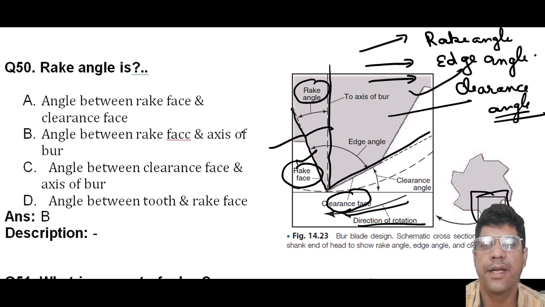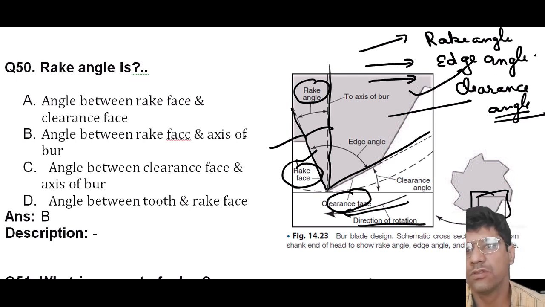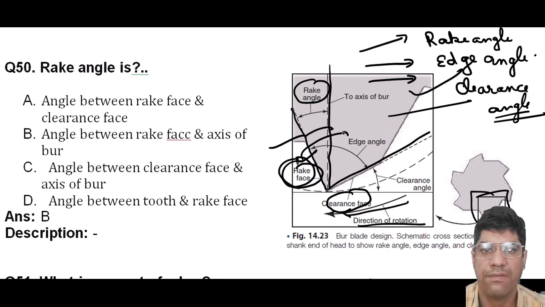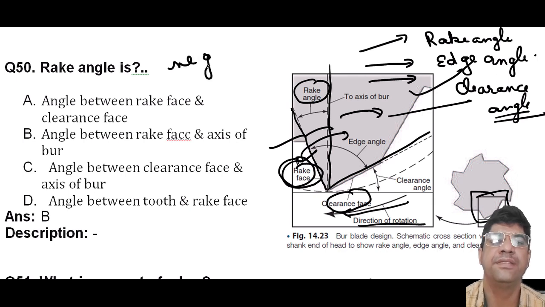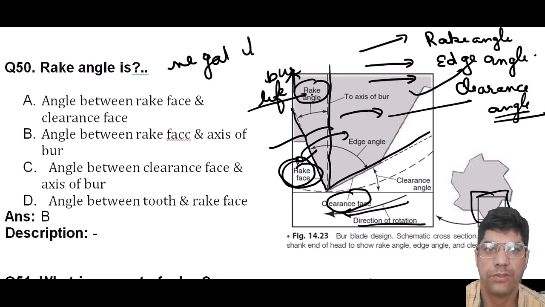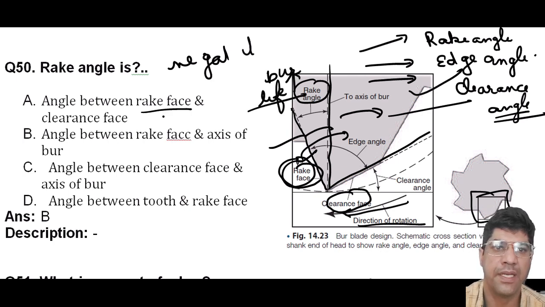Remember, for cutting hard and brittle materials like tooth structure, a negative rake angle is preferred. In this, the rake face would be ahead of the radius, which means it is inclined forward. A negative rake angle minimizes the risk of fracture along the cutting edge. Remember, a negative rake angle would increase the burr life. So your answer is the rake angle: it is the angle between the rake face and the axis of the burr.